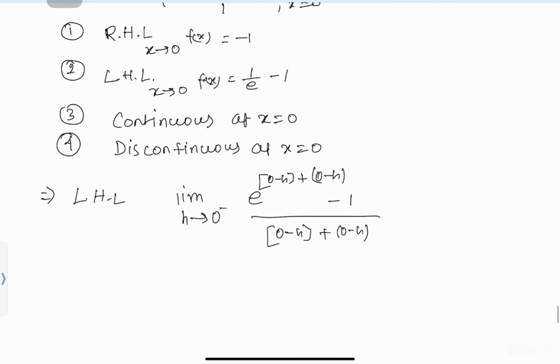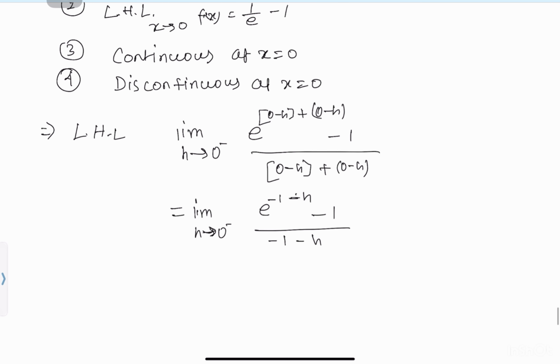Okay, so tell me one thing, what is the box function at 0 minus h? That gives you minus 1, obviously, because h is a small positive number. So the box of minus a small positive number, which is less than 1, is equal to minus 1. Clear? As I told you in the limit chapter, h tending to 0 negative, this becomes minus 1, e to the power minus 1 plus, oh sorry, minus h minus 1 by minus 1 minus h.